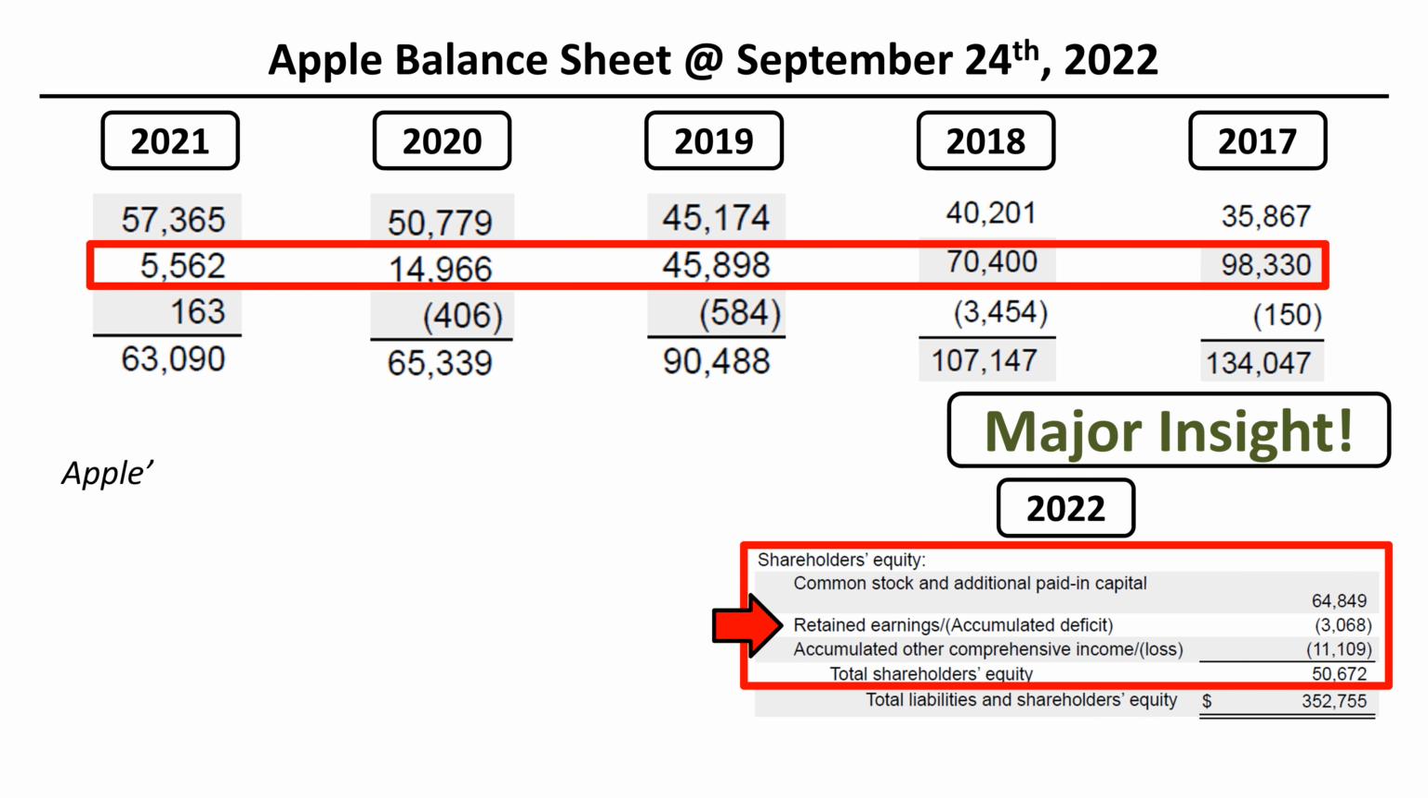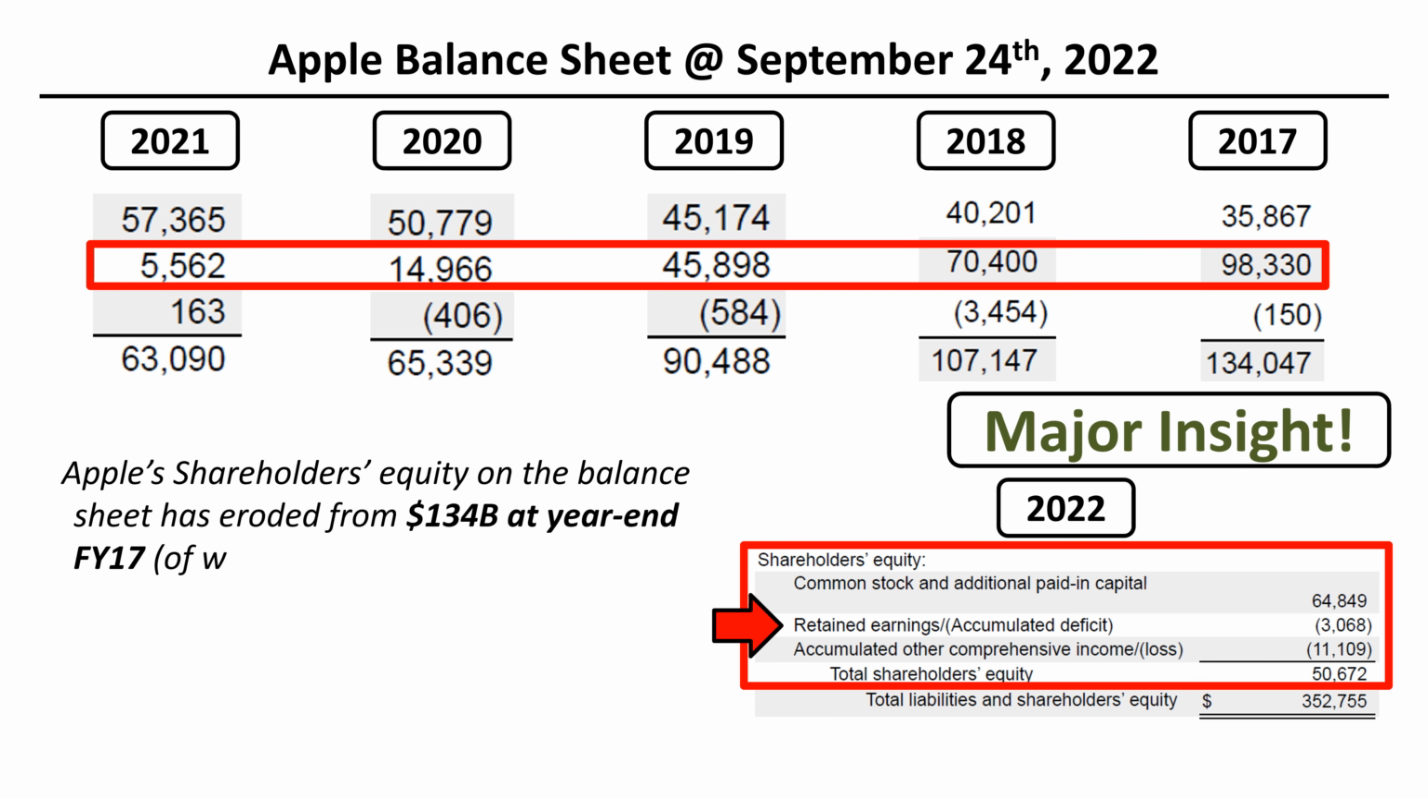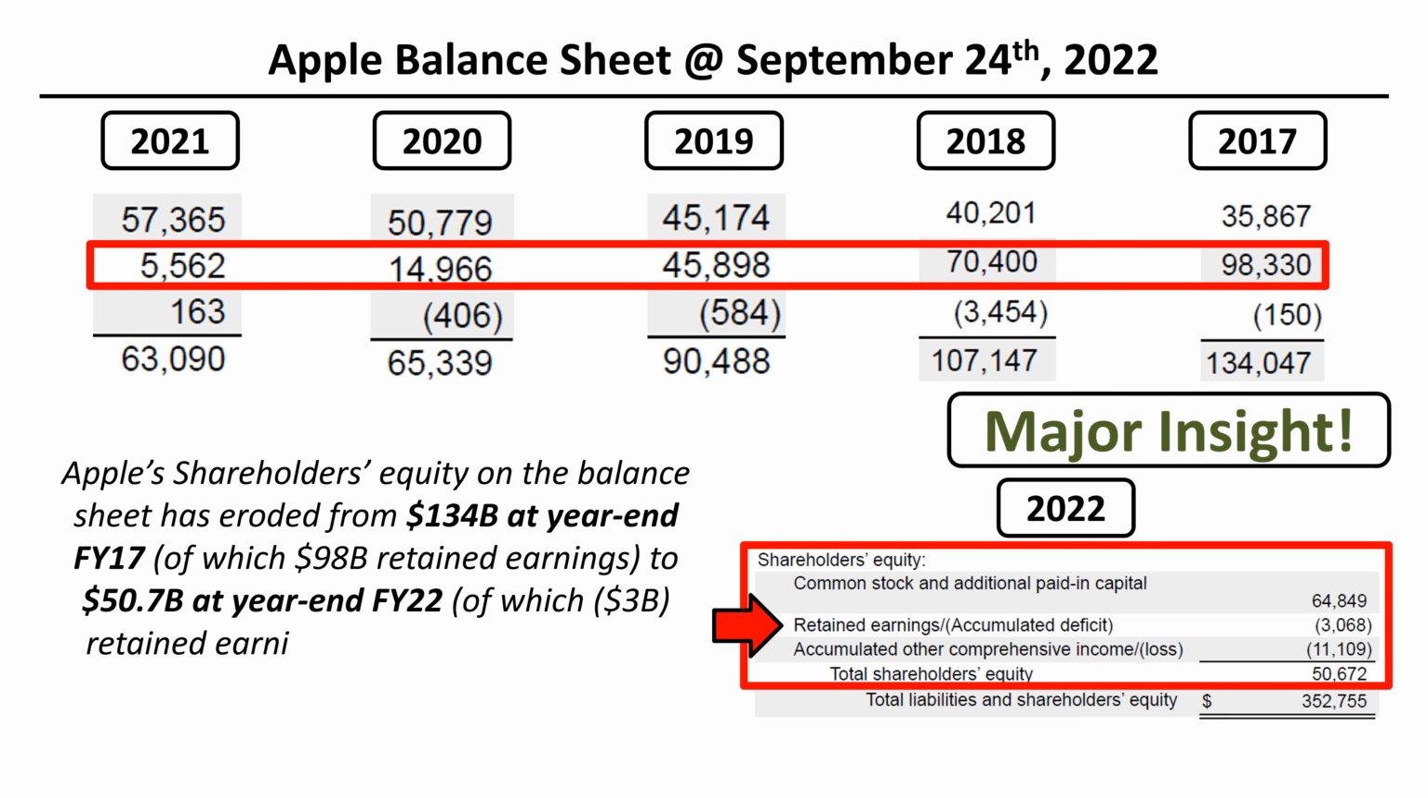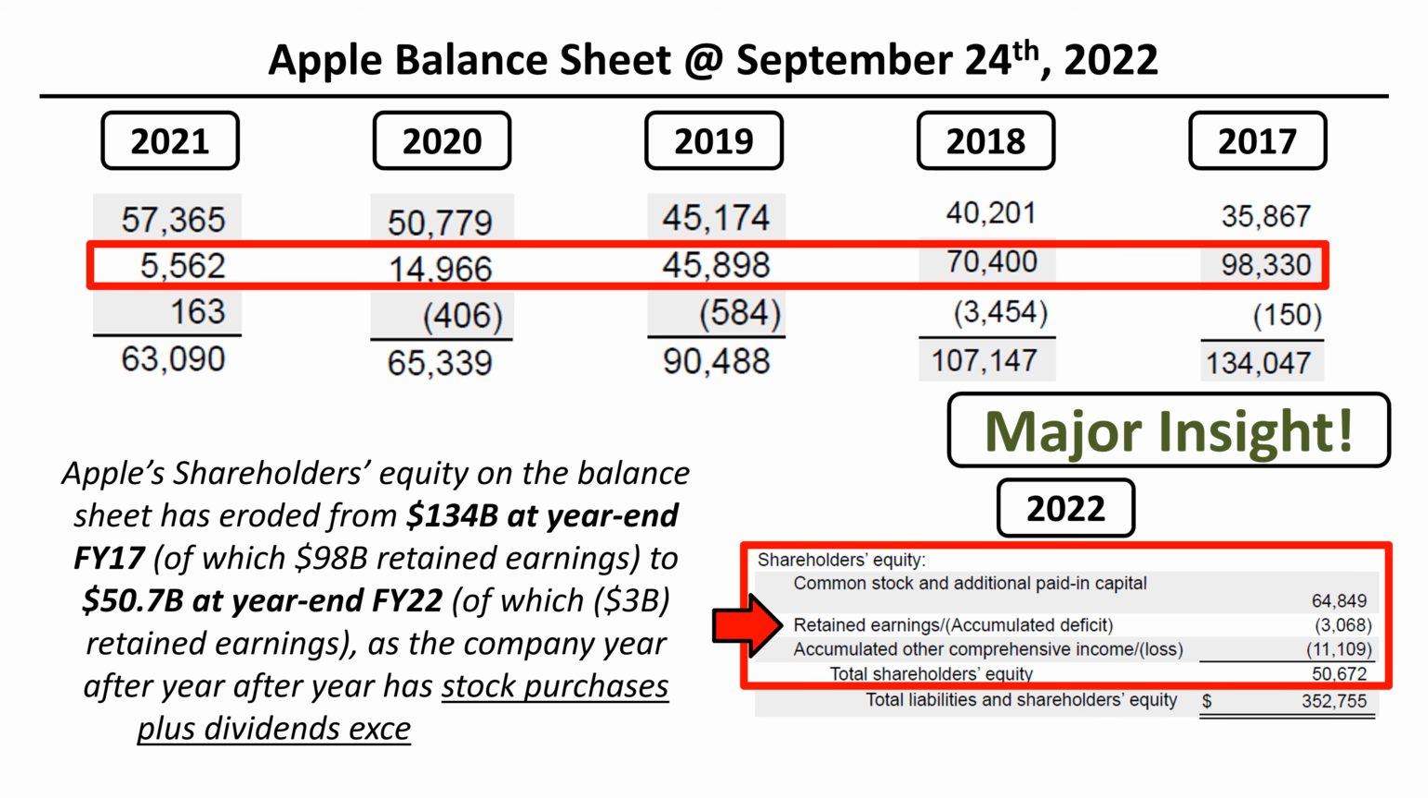Apple's shareholder equity on the balance sheet has eroded from $134 billion, of which $98 billion in retained earnings at year-end FY17, to $50.7 billion at year-end FY22, of which minus $3 billion in retained earnings, as the company year after year has stock repurchases plus dividends, which deplete retained earnings, exceed net income, which makes retained earnings grow. At some point, Apple will have to balance those streams, or there will be no equity left on the balance sheet in a few years.